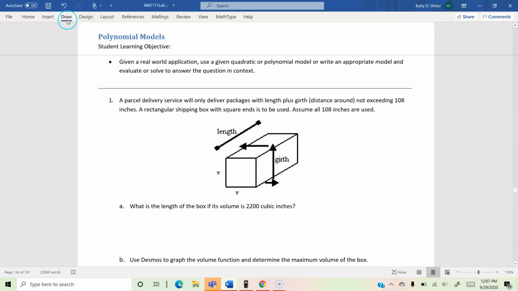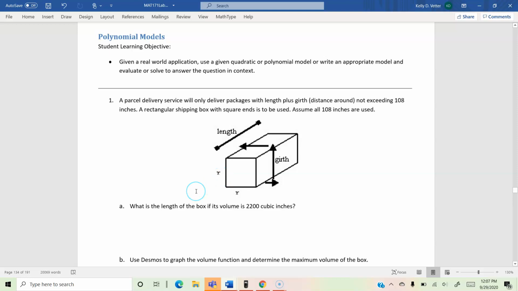Hello and welcome to this video, and what we're going to do is talk about some of these polynomial models that I know you guys love so much. Everyone always loves the word problems, right? So we're in your lab manual and we're going to look at this problem first with the shipping box.